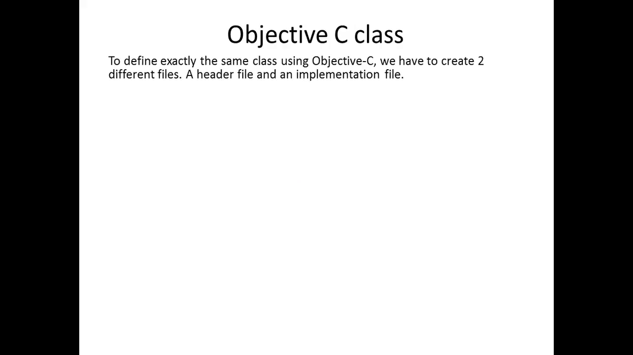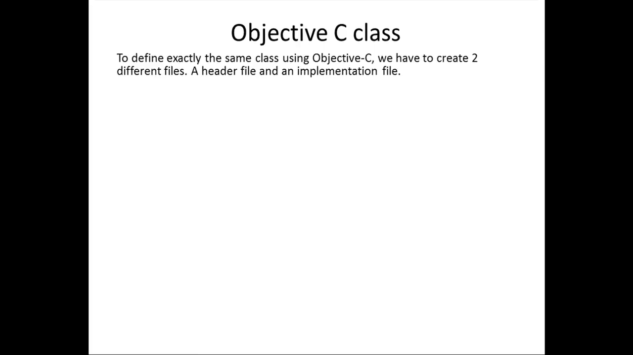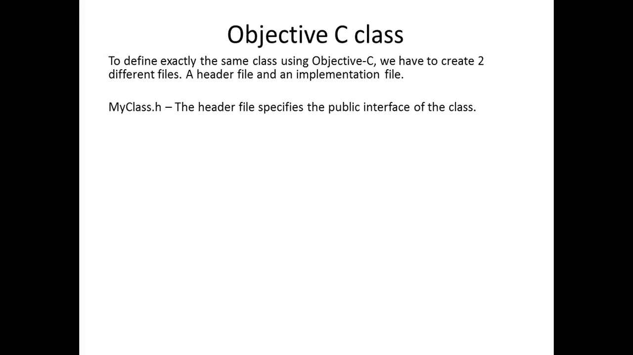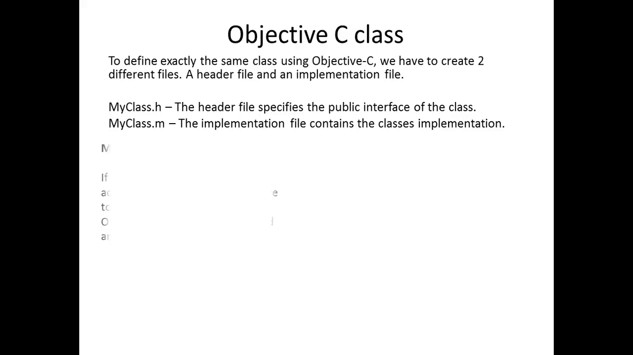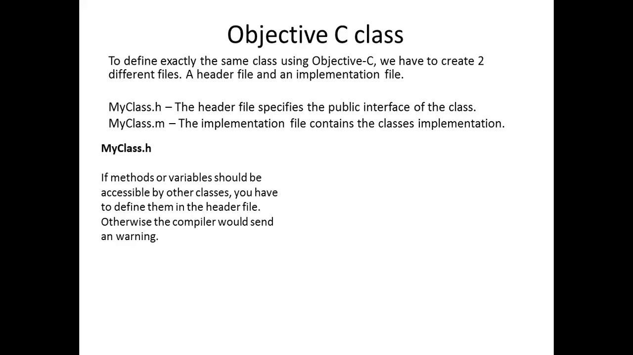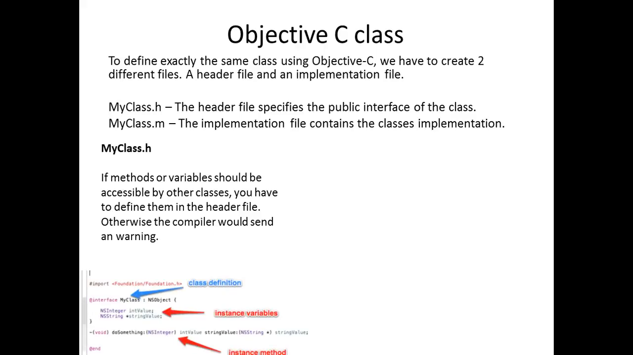Objective-C class. To define exactly the same class using Objective-C, we have to create 2 different files: a header file and an implementation file. The header file specifies the public interface of the class. The implementation file contains the class's implementation. If methods or variables should be accessible by other classes, you have to define them in the header file. Otherwise the compiler would send a warning.